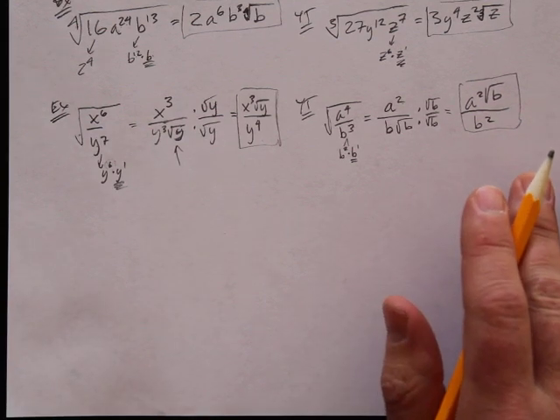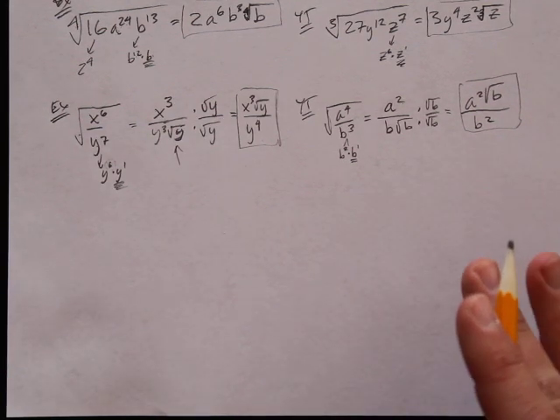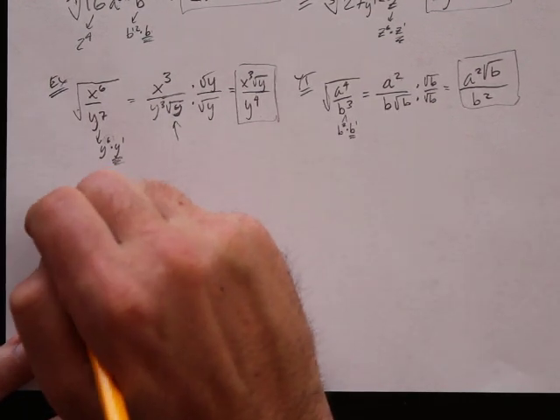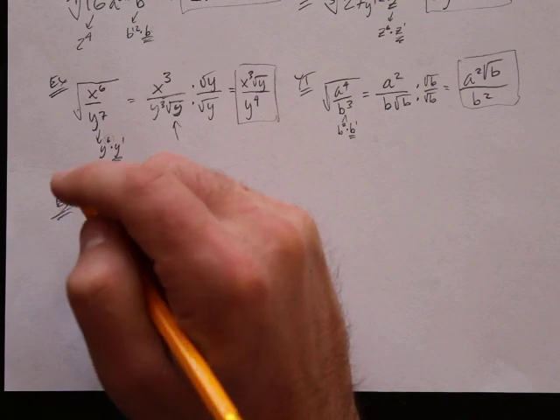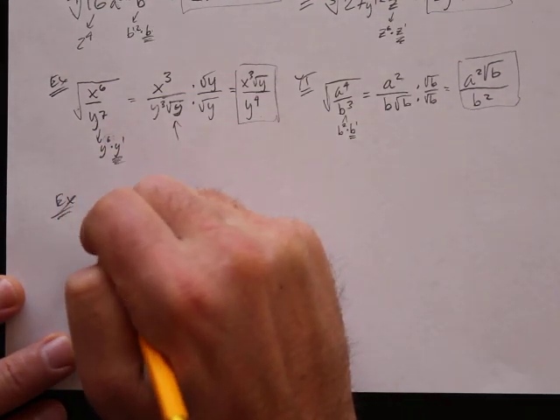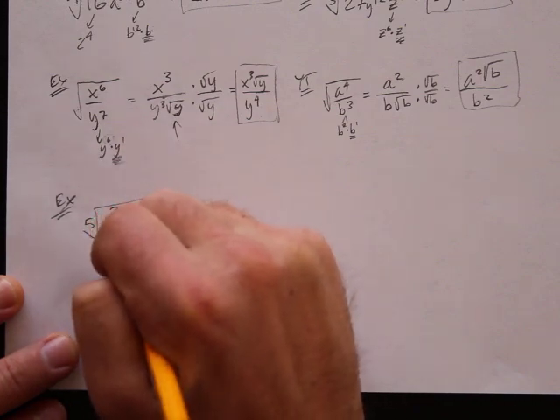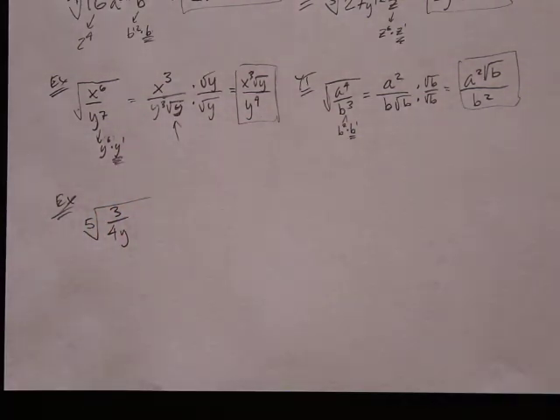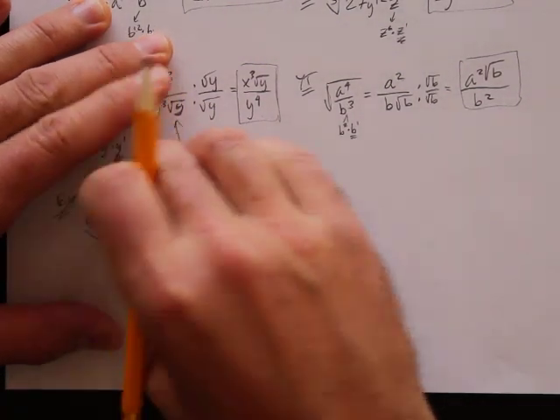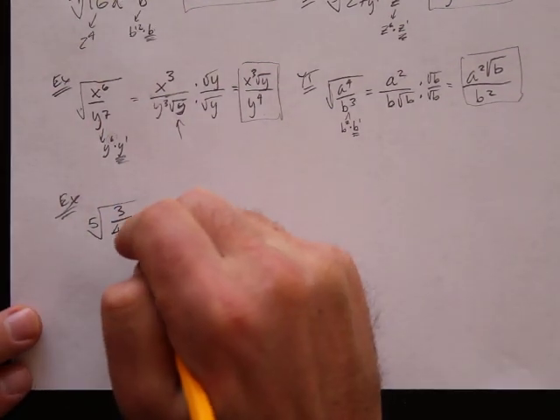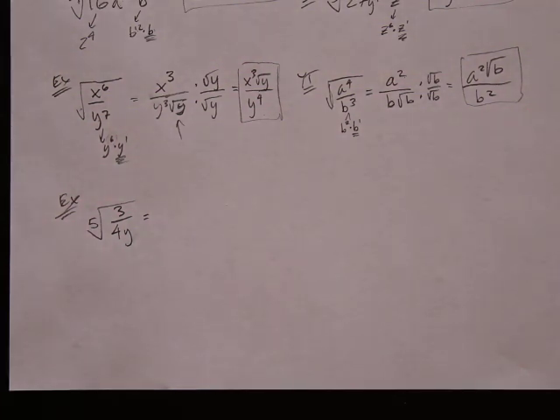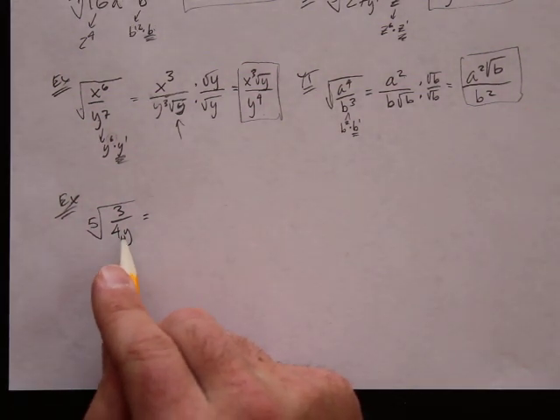All right, more examples. We got about 4 more examples total before we're done with this lesson. Here comes another example. The fifth root of 3 over 4y. Okay, the fifth root now of 3 over 4y. There's nothing I can do to this 3, the fifth root of 3. And there's not much I can do to this down here at the bottom.